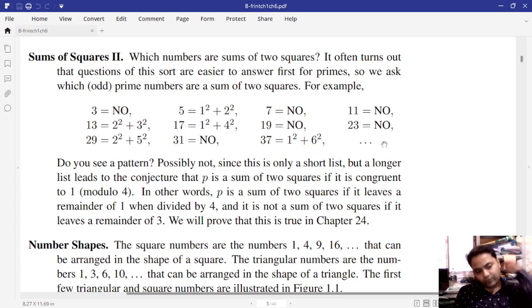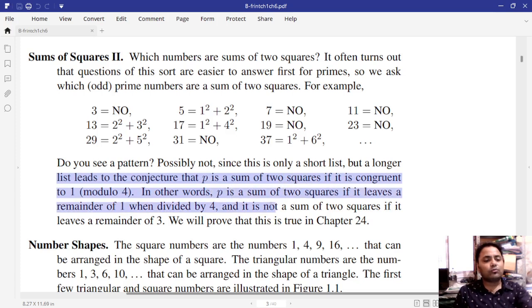There are many numbers. We can simply identify those numbers. So here, do you see a pattern? Possibly not, because this is only a short list, but a longer list leads to the conjecture that p is a sum of two squares if it is congruent to 1 modulo 4. In other words, p is a sum of two squares if it leaves a remainder of 1 when divided by 4, and it is not a sum of two squares if it leaves a remainder of 3.